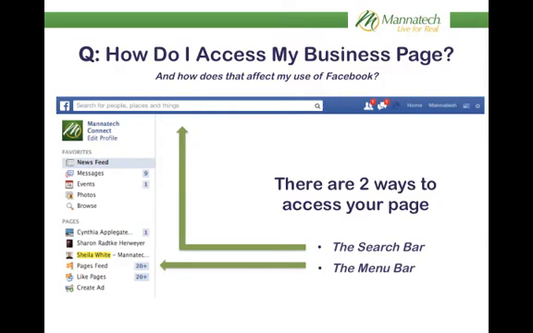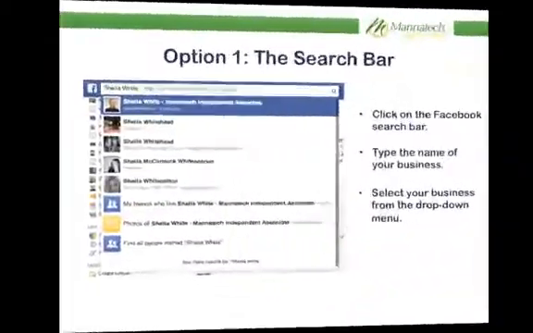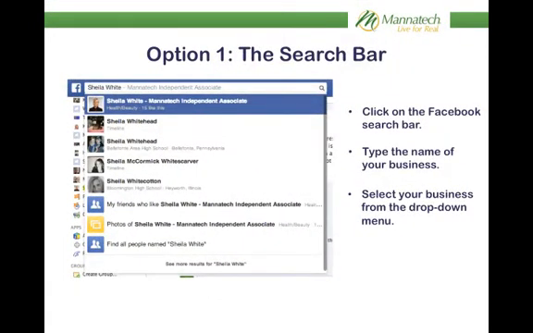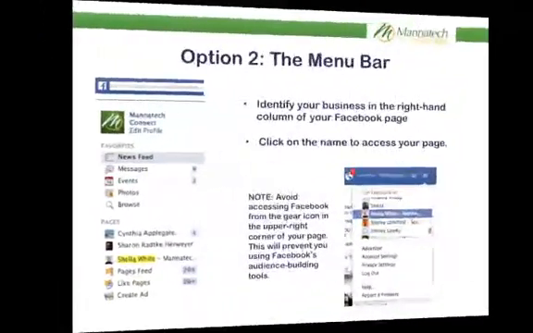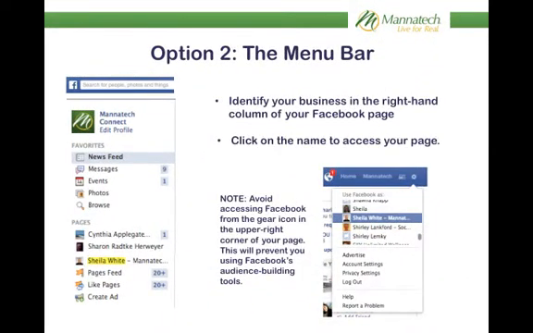Now you see numerous pages here on this screen. You should see one or two on your screen. Today we're going to focus on Sheila White, which you'll see on the left-hand side. Now, if you were to access it through this search bar, here's what would happen if I typed in Sheila White. You'll see that my business page appears at the top of the screen. I would simply click on that to access my business page. If I were to go through the menu bar, I'd simply click on my page on the left-hand side of the screen, and it would pull up in the very same way.